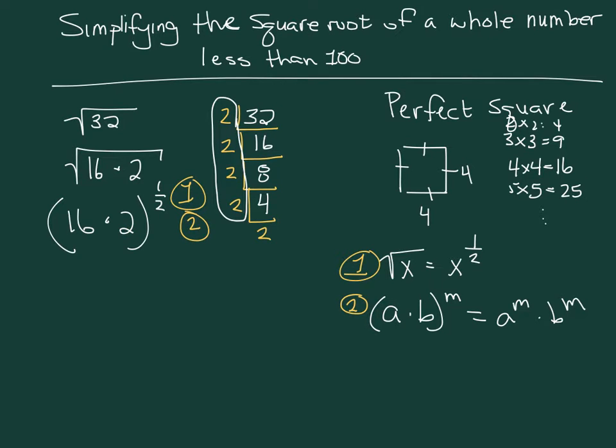So now what I'm going to do is use rule 2 in this next step, and distribute the 1/2 through to the exponents of each term. So I'm going to have now 16 to the 1/2 times 2 to the 1/2. 16 I know is 4 squared, to the 1/2, times 2 to the 1/2.